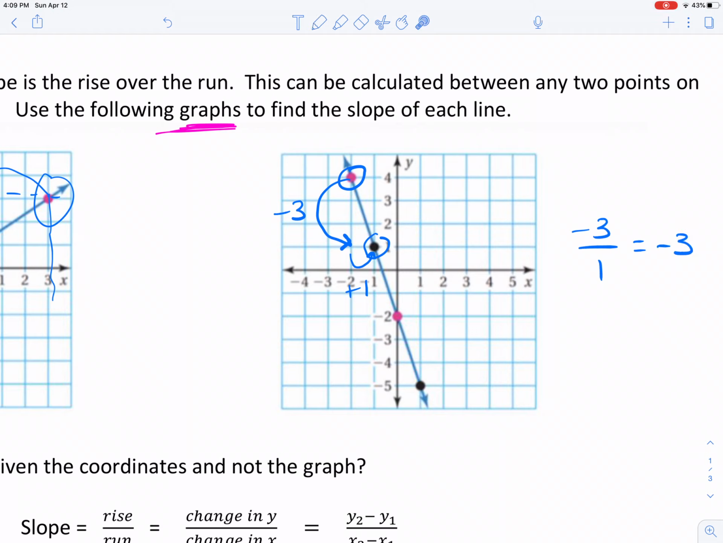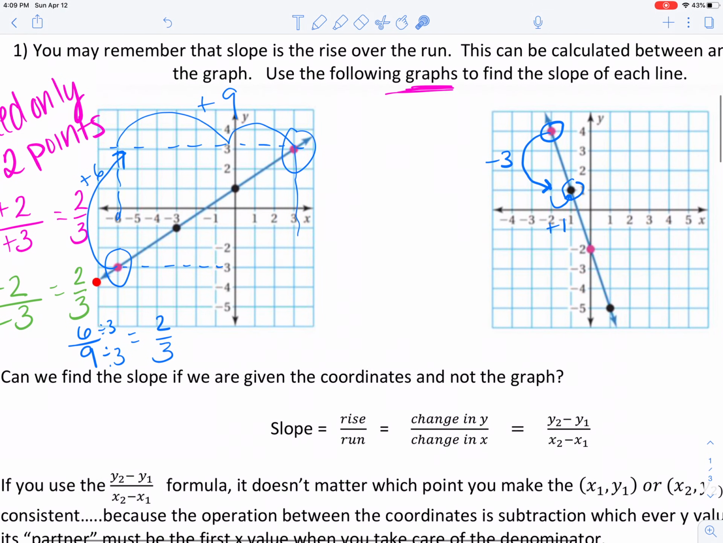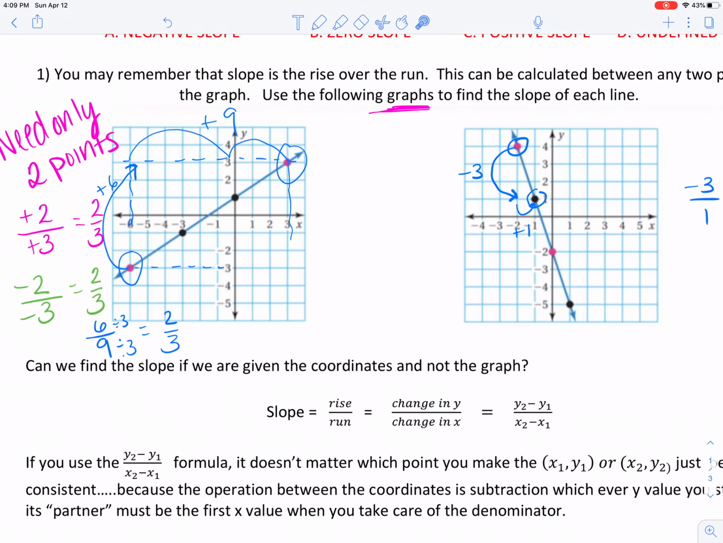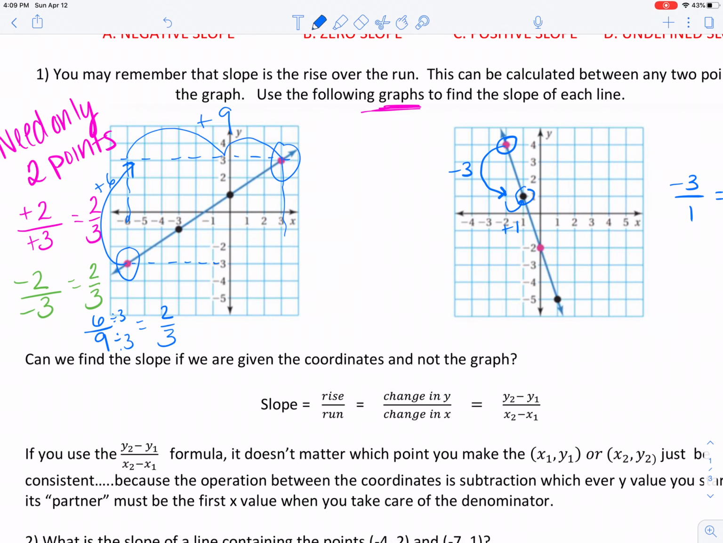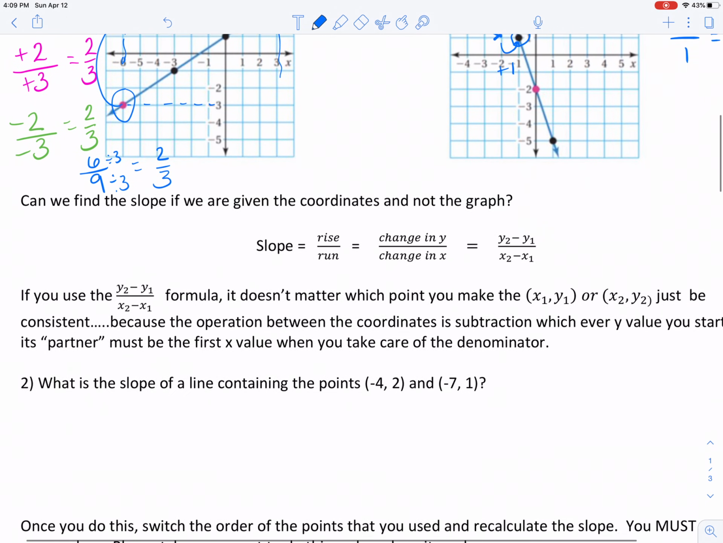Notice that this line from left to right is going down, so you should expect a negative answer. In which case the other line, from left to right, is traveling up, so you should expect a positive answer. So that's if you're given the graph or graph paper, you could plot any graph and then count the boxes between any 2 points, rise over run.